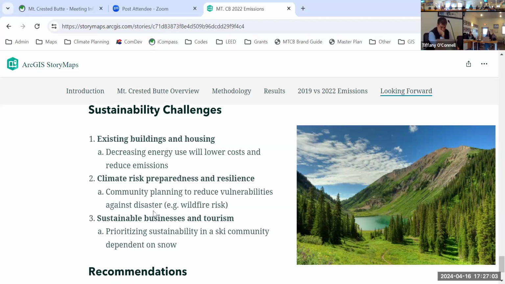And the third major challenge is sustainable businesses and tourism. As we know, we are in a ski community, which is dependent on snow, which is being impacted by climate change. And so really prioritizing sustainability in a ski community is really important. And additionally, providing information for both residents and tourists can help them educate themselves, and especially the tourists can maybe take some of these ideas home with them to continue to spread sustainable ideas.